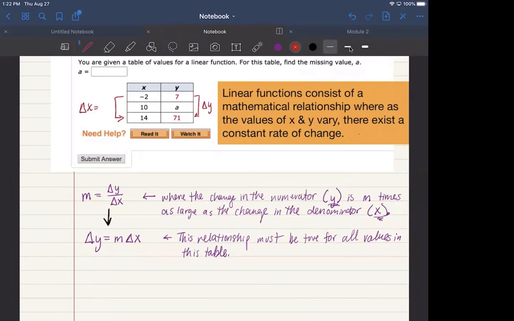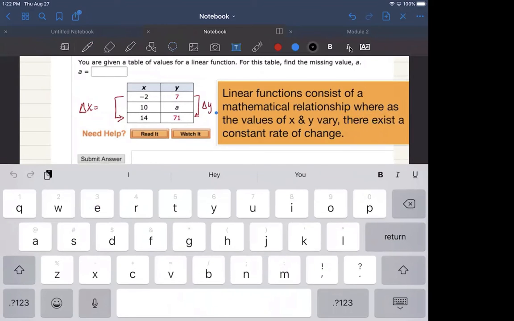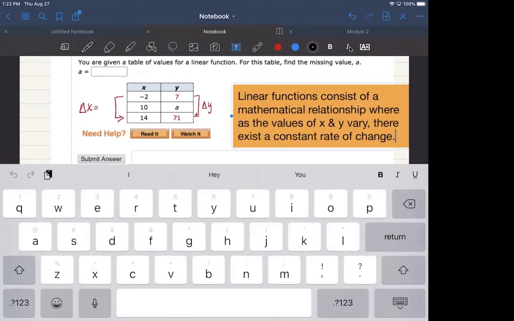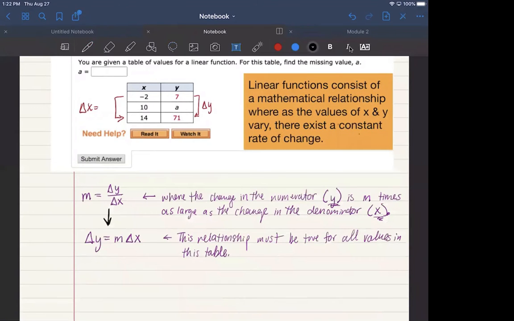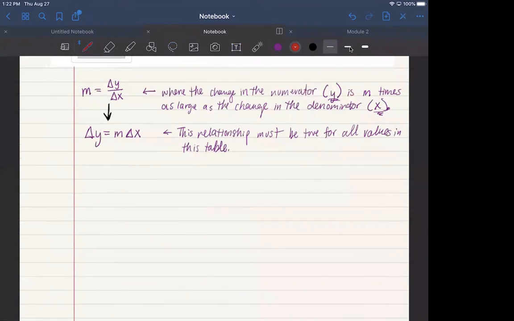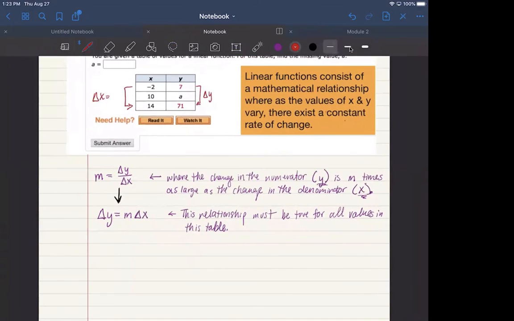With this being said, I'm going to make this a little bit smaller, okay, so I have a little bit more room. All right, so let's do this. Let's take -2, 7 and 14, 71. Okay.